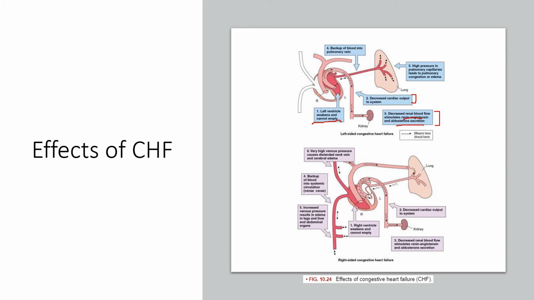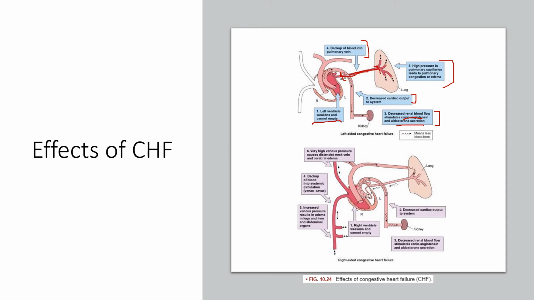That causes a lot of different changes in the body, and actually one of the biggest things that happens is there's a backup of blood into the pulmonary vein. So remember, the pulmonary veins are going to be bringing blood towards the heart. This backup is actually putting blood back into the lungs. So what results is this high pressure in the pulmonary capillaries, leading to pulmonary congestion or edema. So that's why you see more respiratory issues with left-sided congestive heart failure.